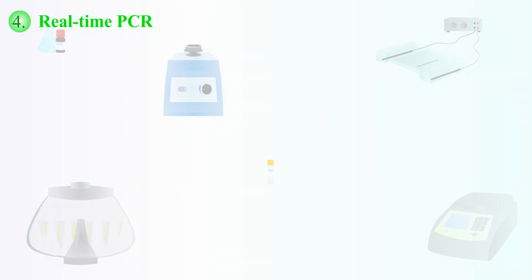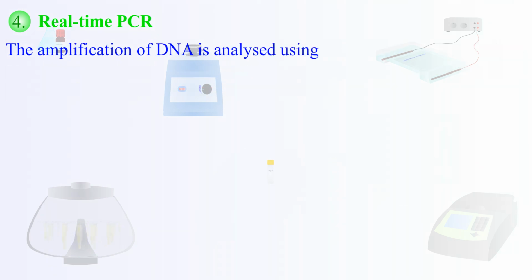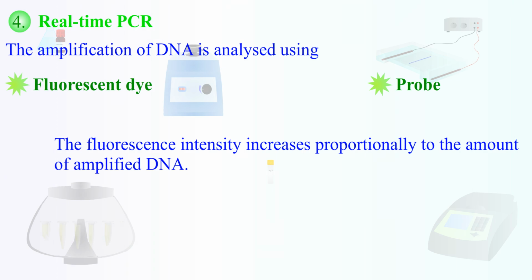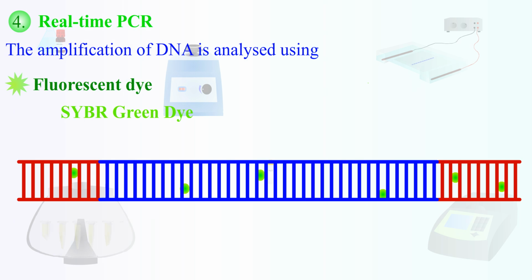4. Real-time PCR. Real-time PCR, also called quantitative PCR, is a technique used to amplify and simultaneously quantify DNA during the PCR process. Used in gene expression studies. Unlike conventional PCR, which detects DNA at the end of the reaction, qPCR monitors DNA amplification in real time. The amplification of DNA is analyzed using a fluorescent dye or probe by measuring DNA quantity after each cycle. The fluorescence intensity increases proportionally to the amount of amplified DNA. SYBR green dye is used in fluorescence-based detection. SYBR dye will intercalate the double-stranded DNA to produce fluorescence.